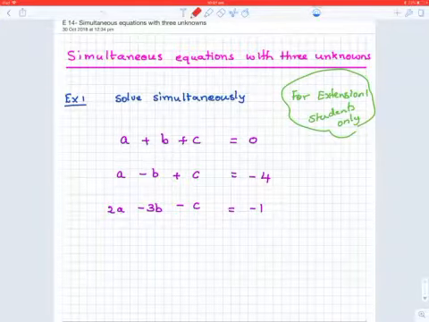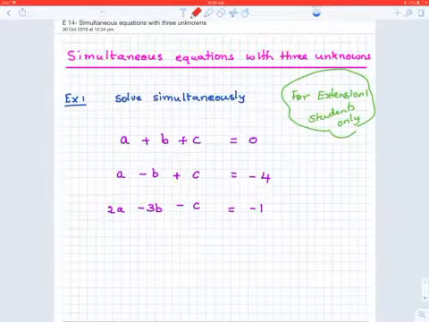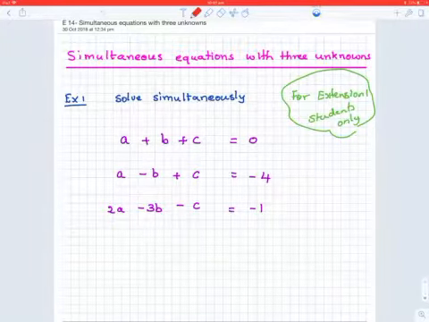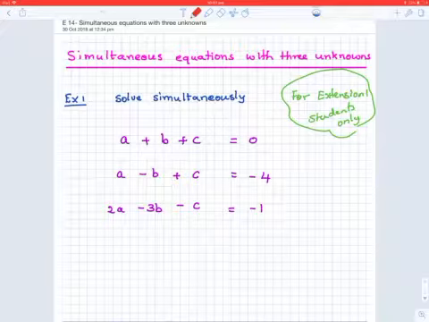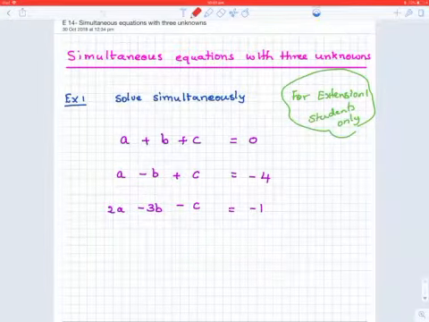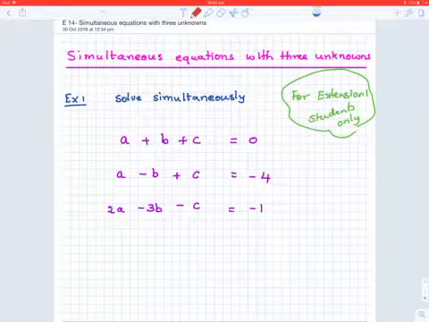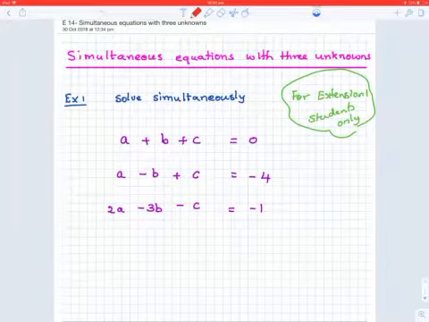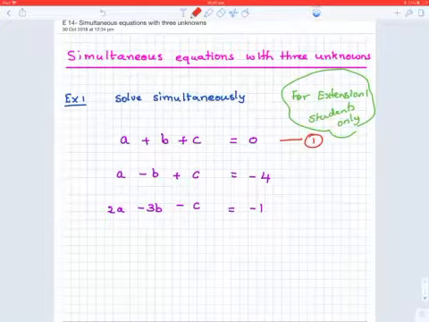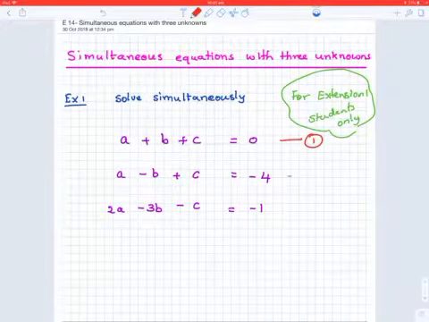Hello and welcome. Today we are going to solve simultaneous equations with three unknowns. First of all, let me clarify that this is only for Extension 1 students, not for Advanced. Because we are talking about three unknowns, we need three equations. So you will be given three equations, and you have to find the three unknowns.